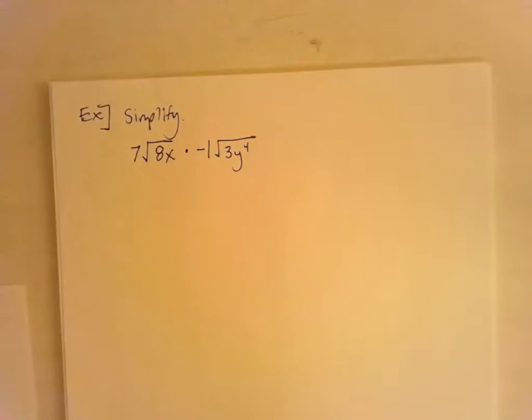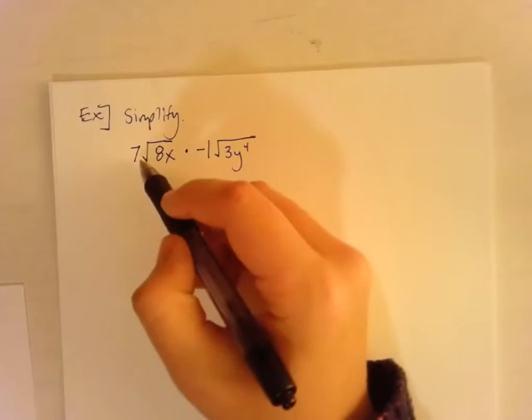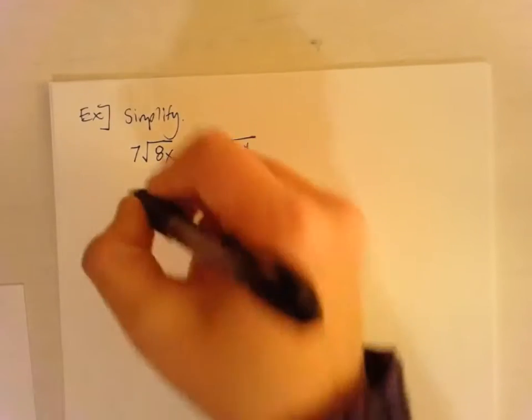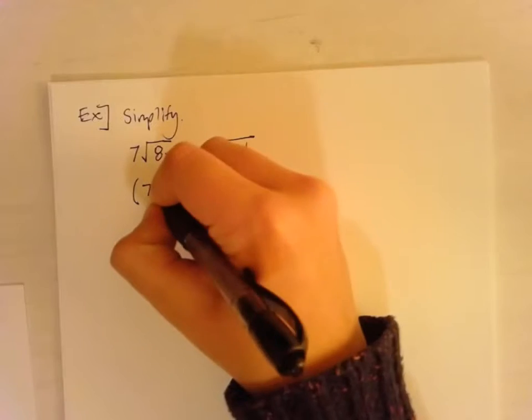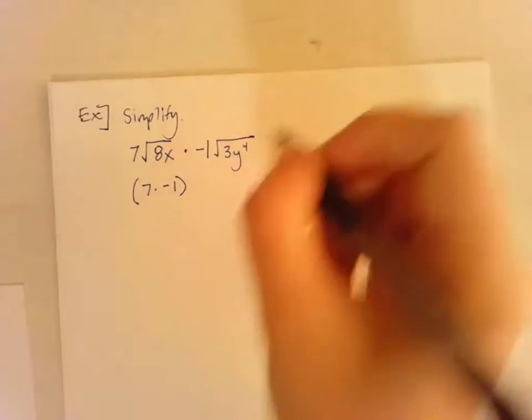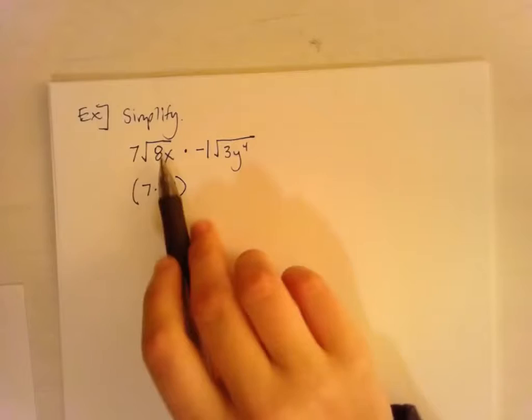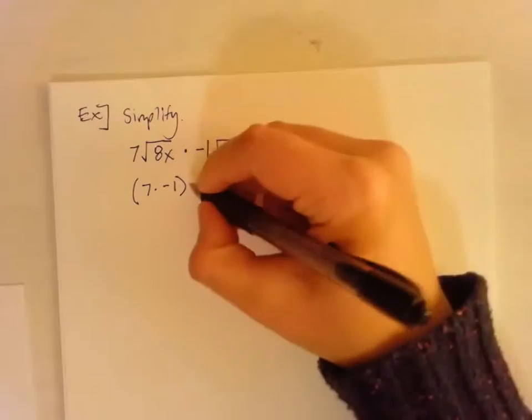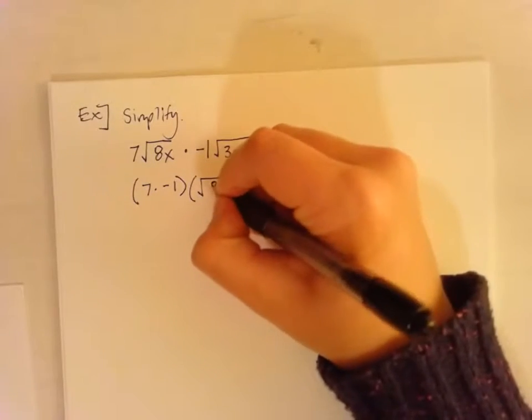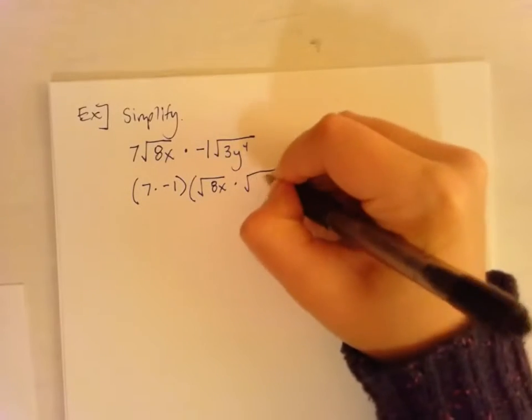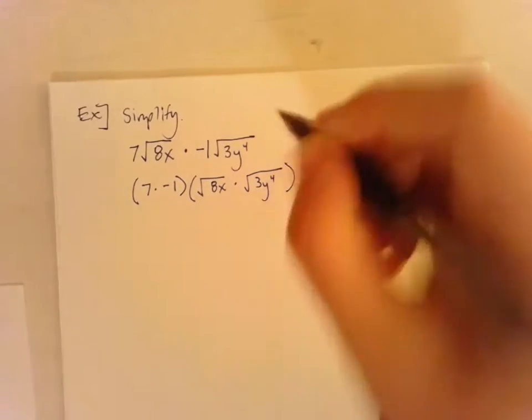And this brings us to another one of our objectives. When we're multiplying radicals together, we should group like terms. So we should group, or like factors, pardon me, because these are factors, not terms. And so what I mean by that is taking the regular numbers, 7 and negative 1, multiplying those together. So let's write that out. 7 times negative 1. And then taking the two radicals, 8x and 3y to the fourth, and multiplying those two together separately as well. Radical 8x times radical 3y to the fourth.